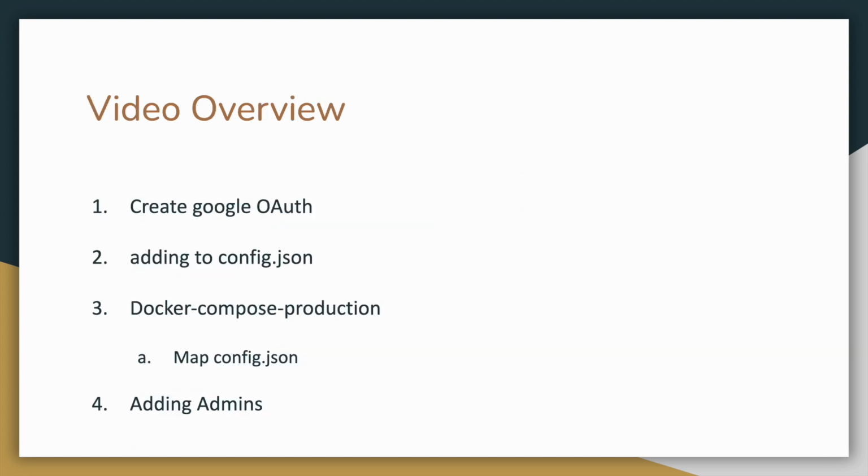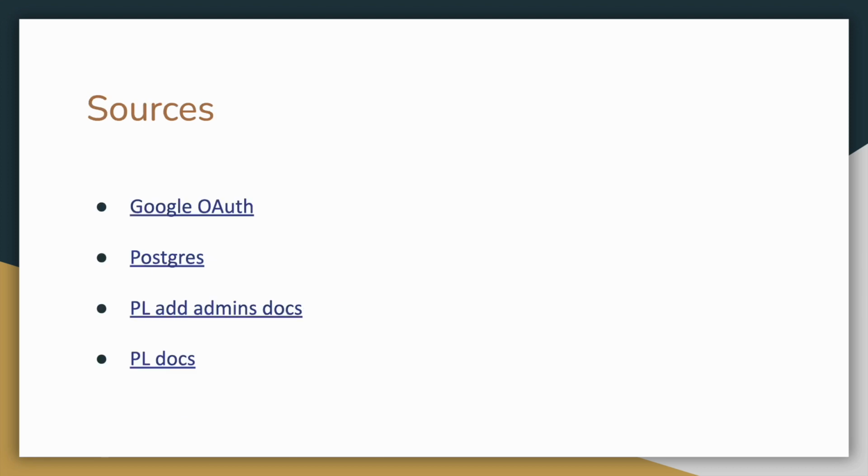So for the video overview, we're going to create a Google OAuth account. We're going to be adding to the config file we created in the early steps. And then we're going to map this config.json file to the Docker Compose file, if we haven't already done that. And then we're going to be adding admins. So here are our sources.